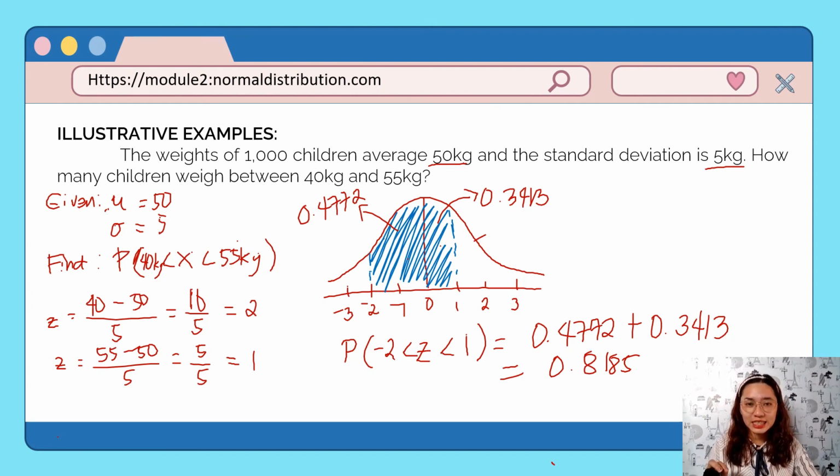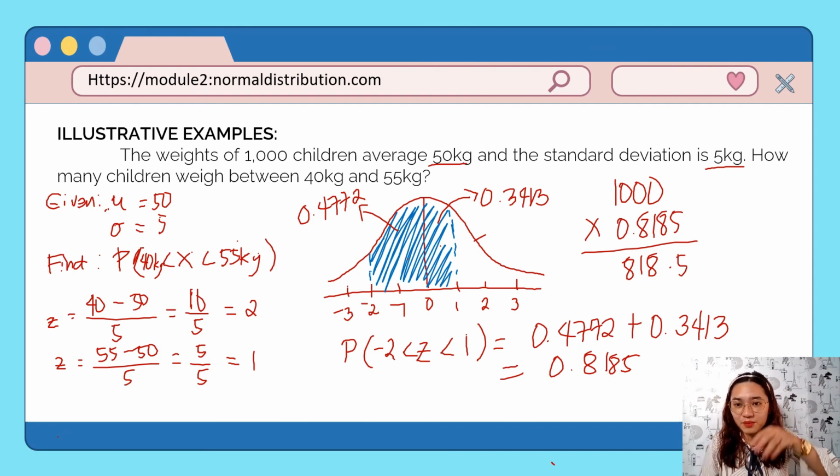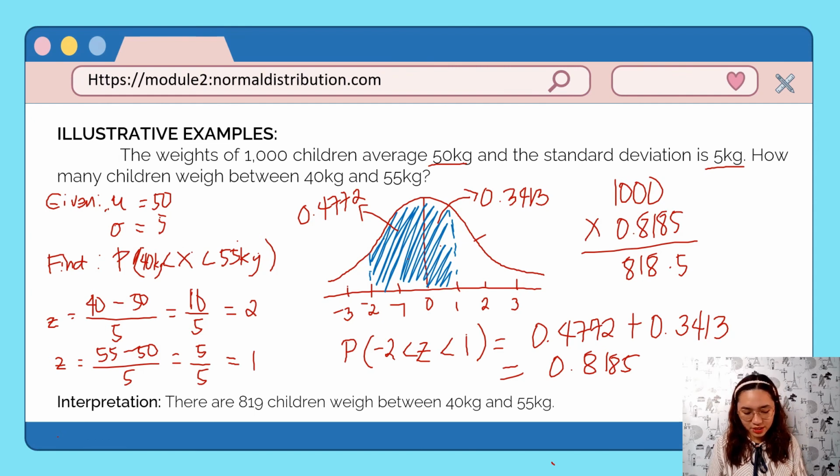Pero ang tanong, ilan sa 1,000 children na yun? Ang 81.85%. So, kailangan lang natin i-multiply. So, yung final solution natin, i-multiply natin yung 1,000 sa 0.8185. That is 818.5. And of course, wala namang 0.5 na bata. So, either lang na 818 na bata or 819 na bata ang may timbang between 40 kilogram and 55 kilogram. So, ganun lang siya kadali. Yeah, so there are approximately 819 children who weigh between 40 kilogram and 55 kilogram.